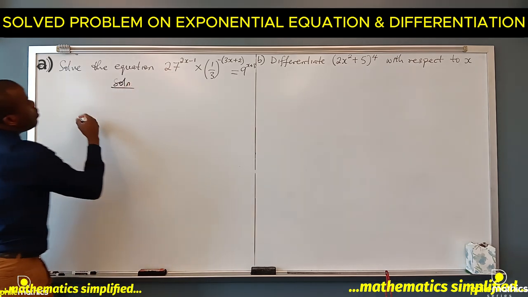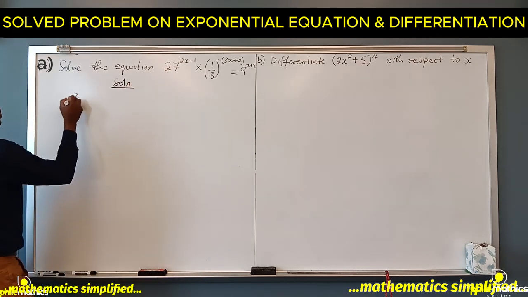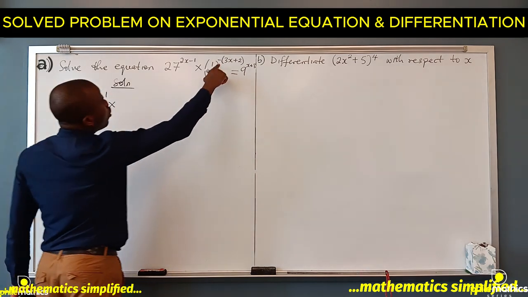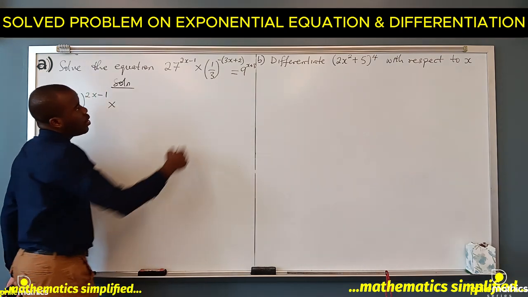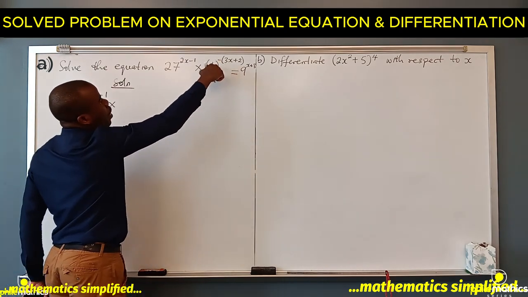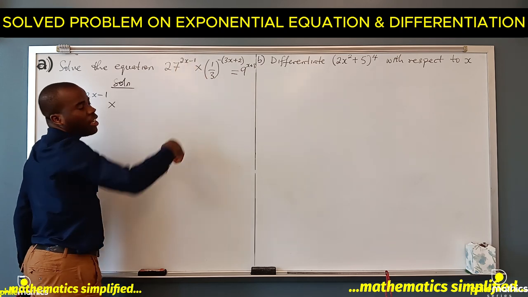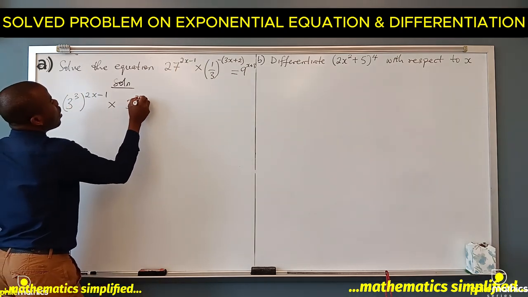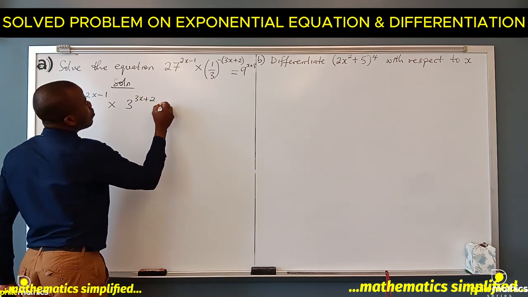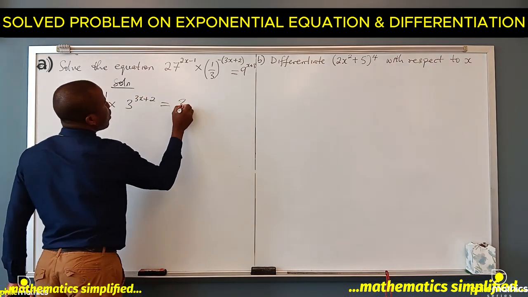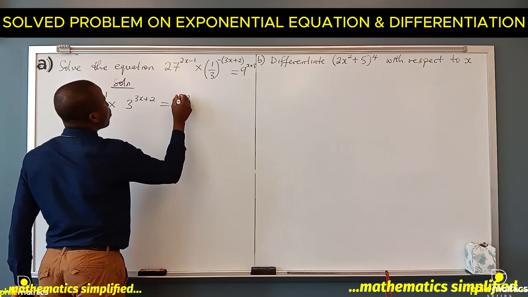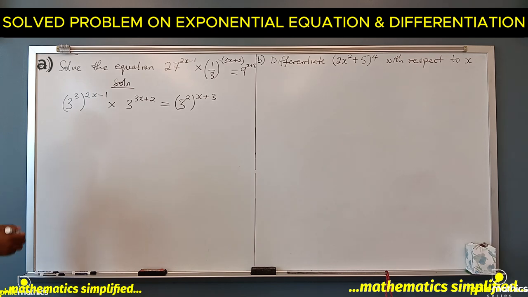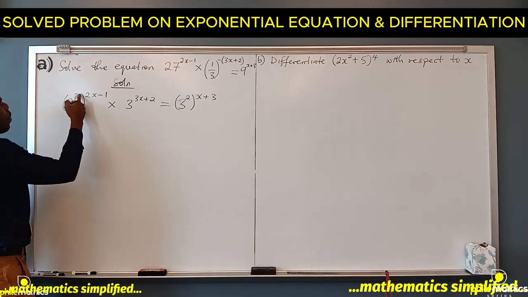If we put 27 in base 3, we'll have 3 to the power 3, 2x minus 1, times, because of this negative, if I take the negative power of a fraction, it is to take the inverse of the fraction. So this will be 3 to the power 3x plus 2. And if I put 9 in base 3, this is 3 to the power 2, x plus 3. From laws of indices, product rule, this power can multiply this power.